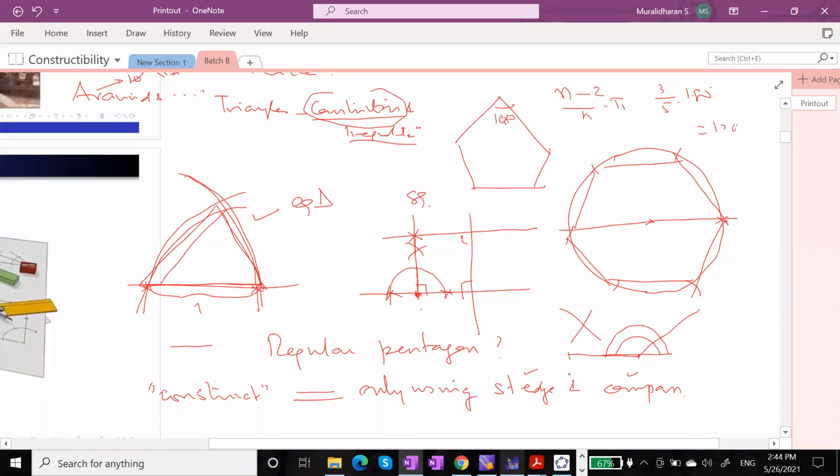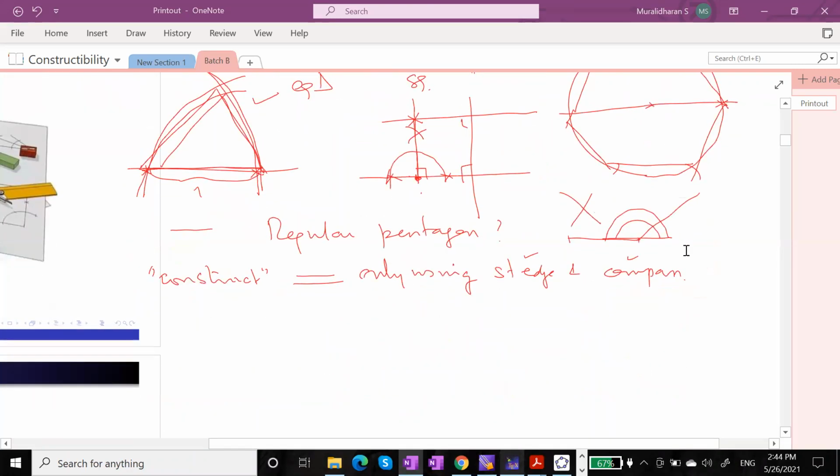Have you seen a construction of a pentagon using only straight edge and compass? Sir, I've seen it in a video, but it was a bit complicated, so I don't entirely remember. Okay, let me ask a simpler question.